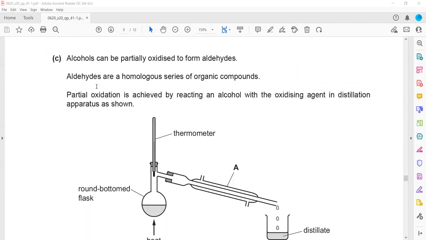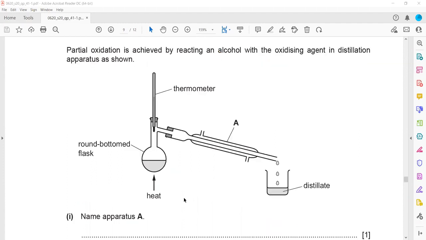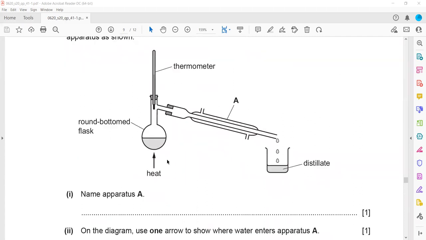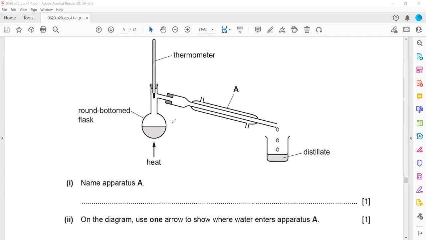Then alcohols are partially oxidized to form aldehyde. This is another type of compound. And aldehydes are a homologous series of organic compounds. In O levels, you don't have to learn specifically about aldehyde. This is just information they provide. So partial oxidation is achieved by reacting alcohol with an oxidizing agent in a distillation apparatus. As you can see, name the apparatus A. What do we call this apparatus A? So this is called a condenser, or we say Liebig condenser.